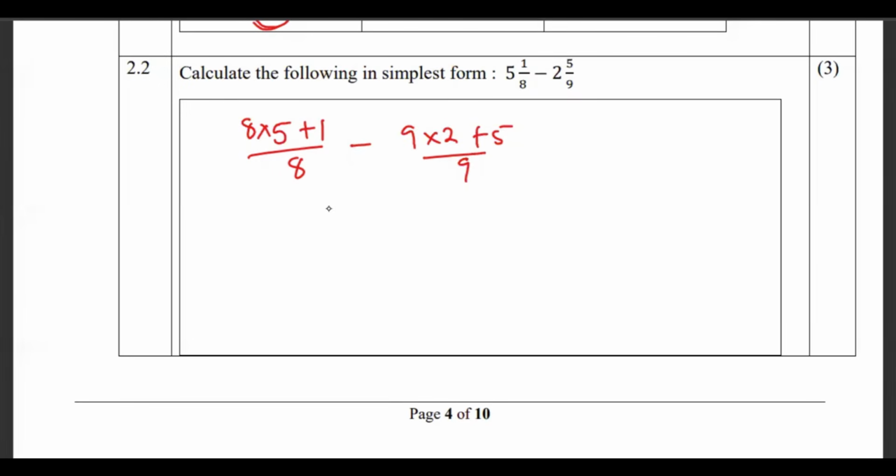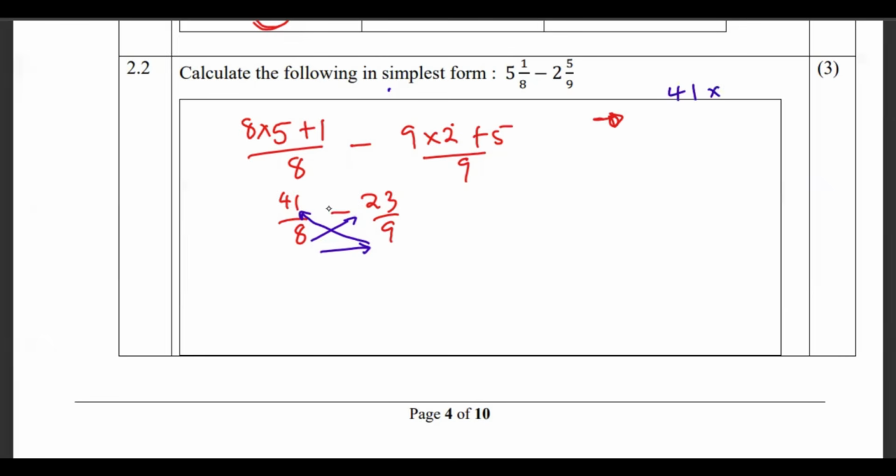So we know that 8 times 5 is 40 plus 1. That's going to be 41 over 8. This is 18 plus 5, which is 23 over 9. Then we can create the same denominators. I believe the examiners were kind of unfair to say no calculators, but we know grade 7s, we have to use long multiplication. Okay, so let's see. We need to multiply this, that, and that. That's the simplest method I normally use.